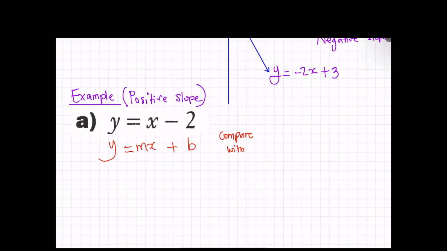When you compare, we know that whenever I have an x, the coefficient of that x is simply a 1. So when you compare, you can see that your m is 1 and your b is -2. So this means that your m is simply a 1 and your b is a -2. So 1 divided by 1 is still 1. So this is your rise over run.